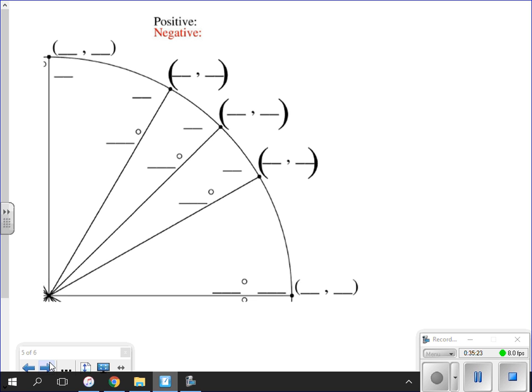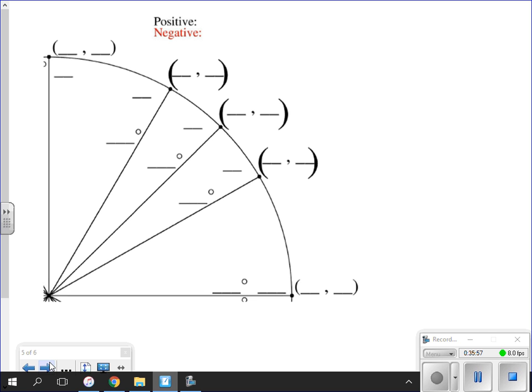So I only have up here the first quadrant of the unit circle, because the first quadrant is probably the most important one to deal with. If you have the first quadrant memorized, all the rest of the values of the unit circle will fall into place very easily.